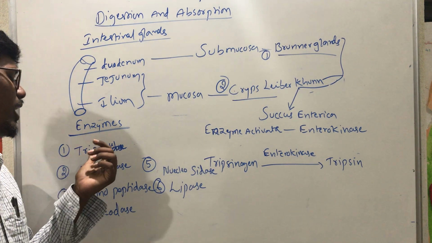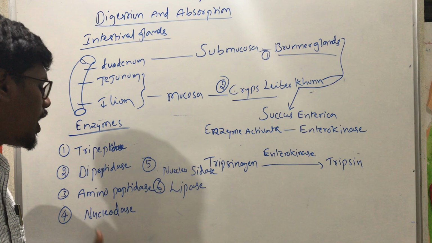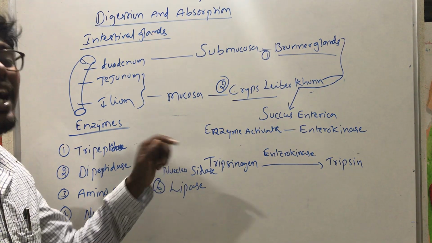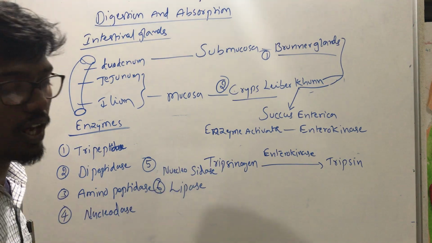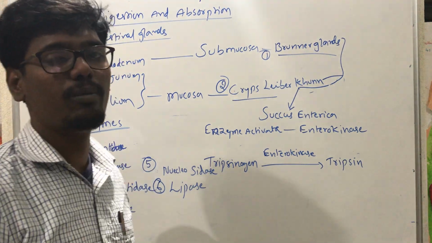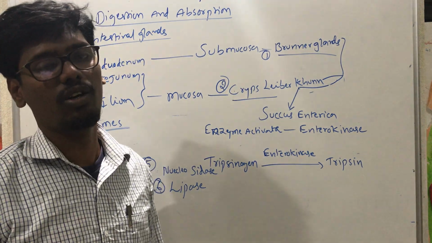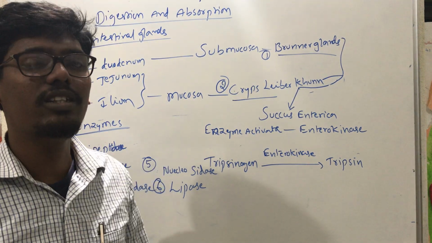So these are tripeptidase, dipeptidase, aminopeptidase, nucleotidase, nucleosidase, and lipase. These enzymes are released in the intestinal glands. Okay, so our topic is completed.